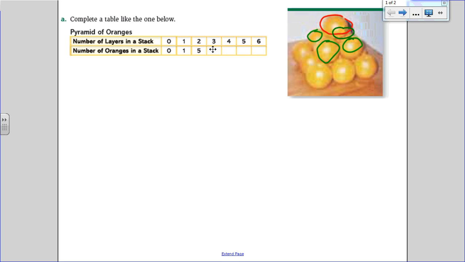So what they want us to do is fill in this table with how many oranges there are at each level. So if I have 1, 2, 3, 4, 5, 6, 7, 8, 9 more past this, I'm going to have 14 total. So why don't you take a minute, try and fill in this table, and then we'll go to our next step.